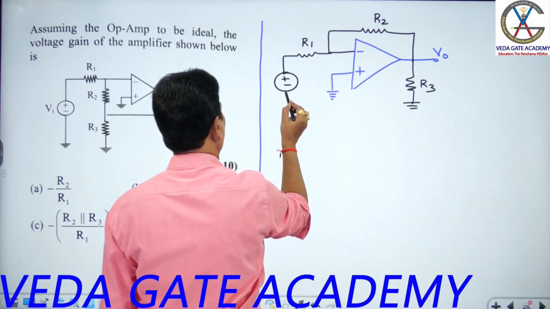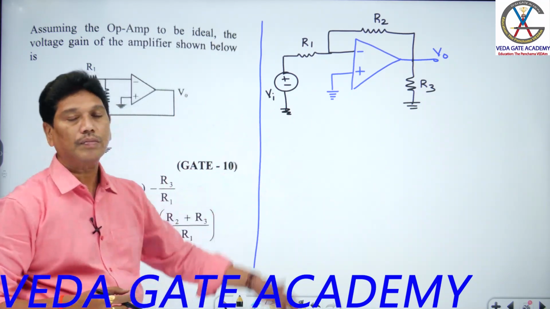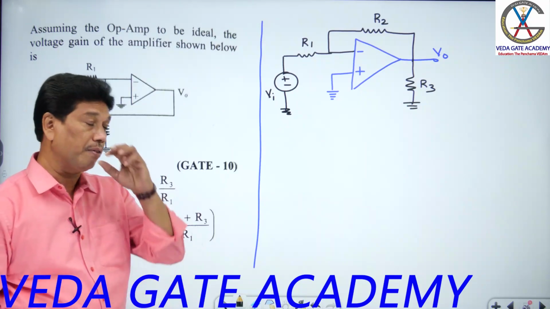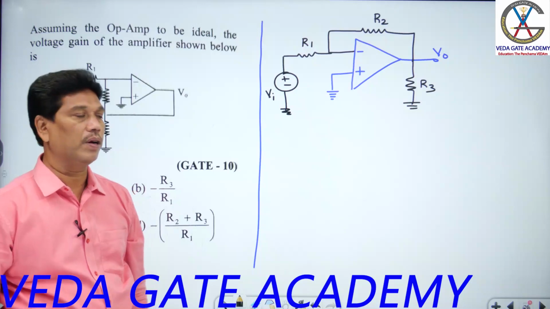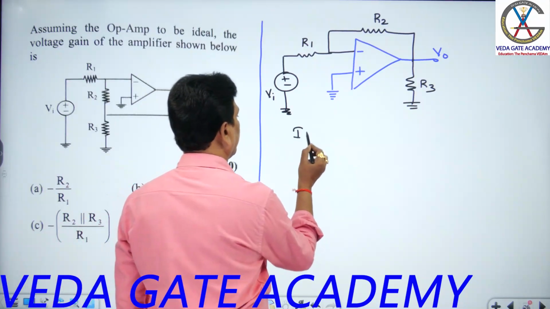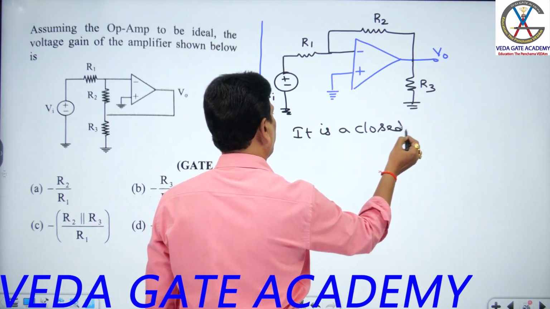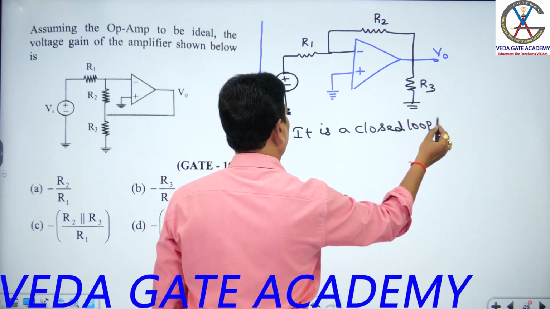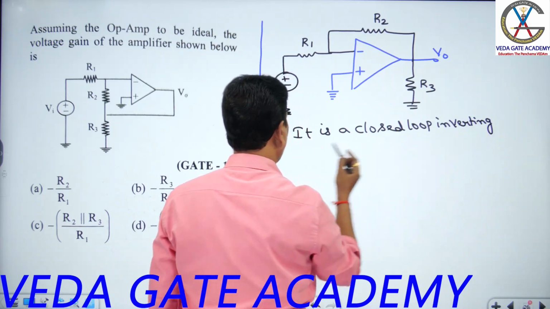So if I redraw the circuit, it is a perfectly inverting amplifier. It is a closed loop inverting amplifier, sir. So what is the gain of that one, sir? Direct one, sir. Minus R2 by R1. It is a closed loop inverting amplifier I call.